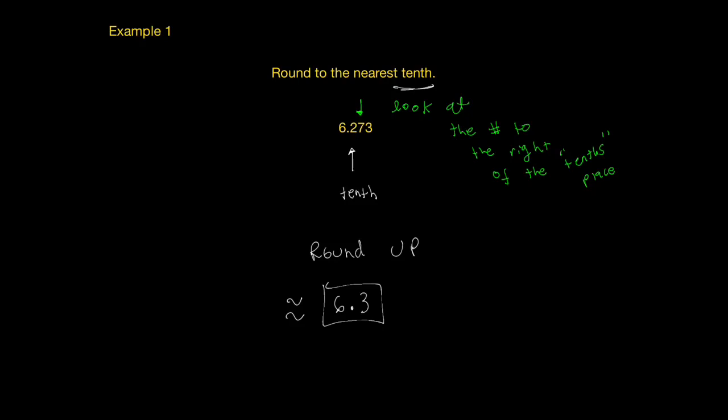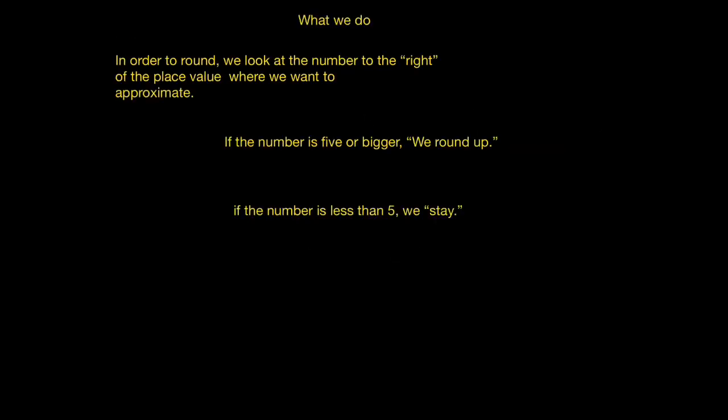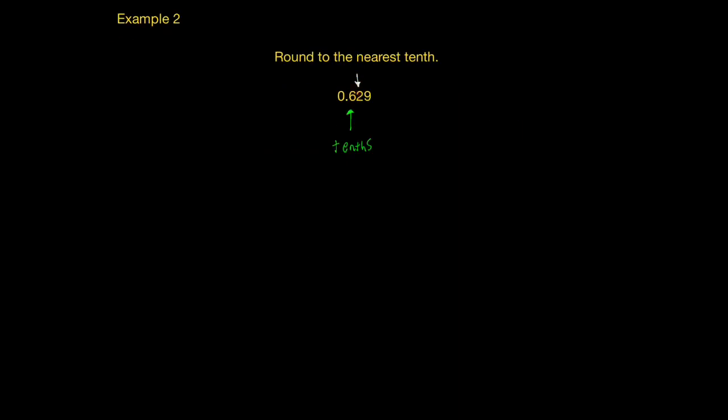These squiggly lines mean approximately. Let's try another example. Here we also have to round to the nearest tenth. We have 0.629 and the 6 is in the tenths place. In order to round to the nearest tenth, we look at the number on the right, and here we have 2. And 2 is in the category of less than 5. So if the number is less than 5, we stay. In this scenario, we're going to stay, so our approximation is going to be 0.6.